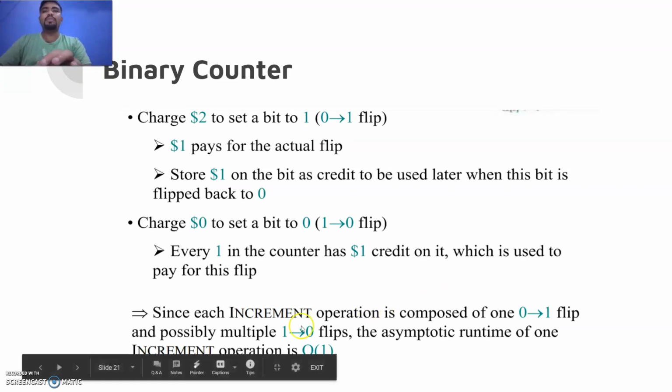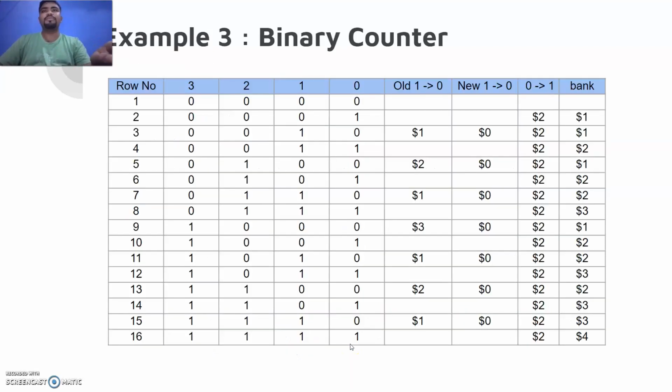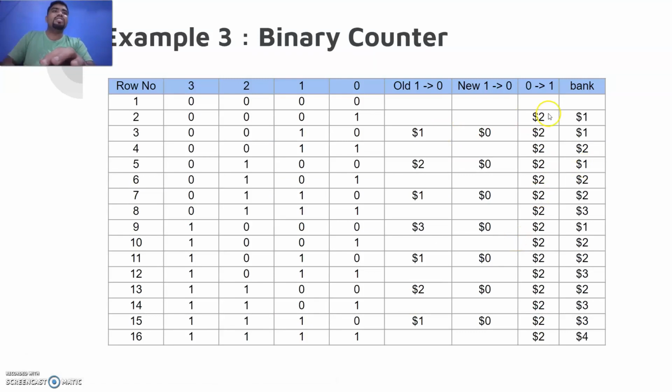And when we flip it, the increment operation takes a runtime complexity of Big O of 1. Now, in this table, it's pretty clear how we are going to work this out. You can clearly see that instead of charging just $1, we are charging $2 for every flip from 0 to 1. In the first operation itself, when this 0 was converted to 1, I took $2. So in the bank, I had $1 left, because one was for changing the bit and one is extra, which I keep in the bank.